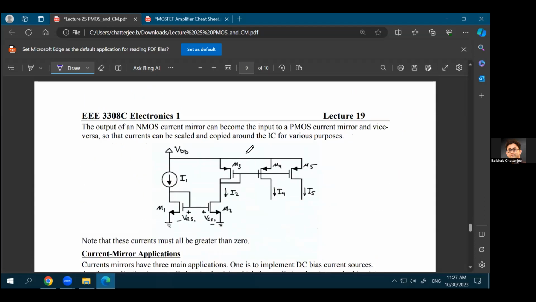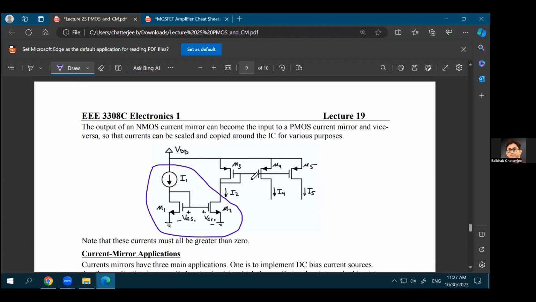Now, what's the application of it? That you can create multiple current sources from one current source. How are you creating these multiple current sources? Let's just think about it for a moment. For example, this part of the system is something that we have discussed before: you have a current source, you have this diode connected M1 transistor, and through the M2 transistor, the current flowing will be a ratio of the aspect ratios of M2 and M1 transistors, right? So that's how we'll find the I2.